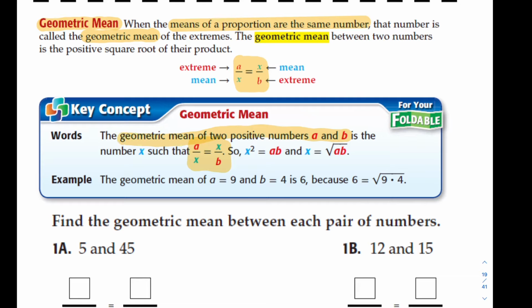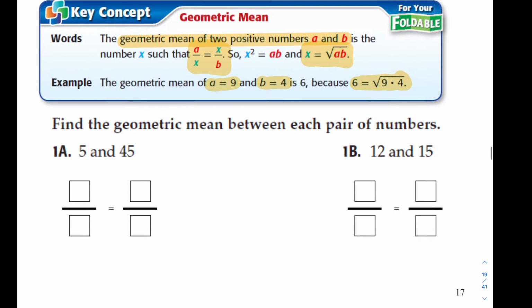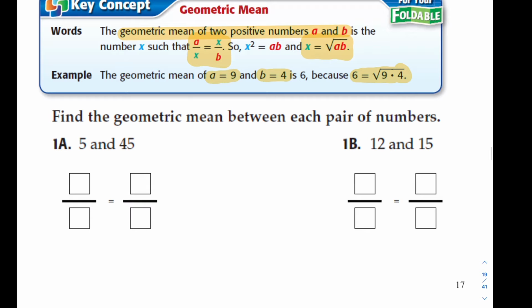So when that happens in a proportion, we call this the geometric mean of the two other numbers in there, a and b. And if you cross multiply and solve that proportion, you get that x, the geometric mean, is the square root of the product of those two numbers. So for instance, if we have the two numbers 9 and 4, the geometric mean would be the square root of their product. Since 9 times 4 is 36, the square root of 36 is 6.